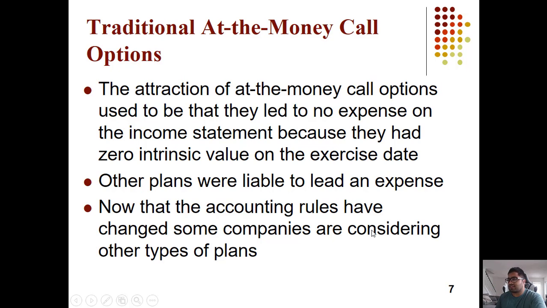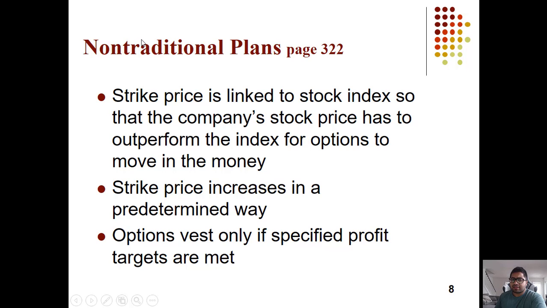Companies are considering other types of incentives. There are a few other incentives. The strike price is linked to a stock index so that the company's stock price has to outperform the index for the options to move. So the biggest threat of employee stock options is that even if the company is not doing well, but the market is doing well, then the employee stock options benefit.